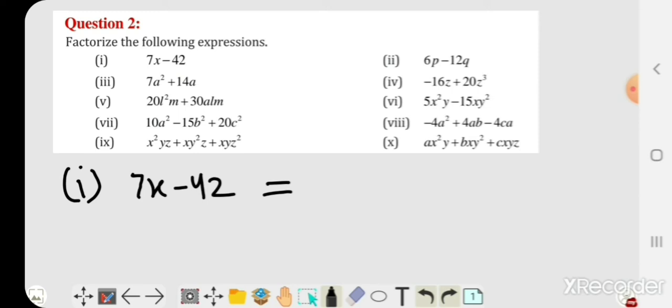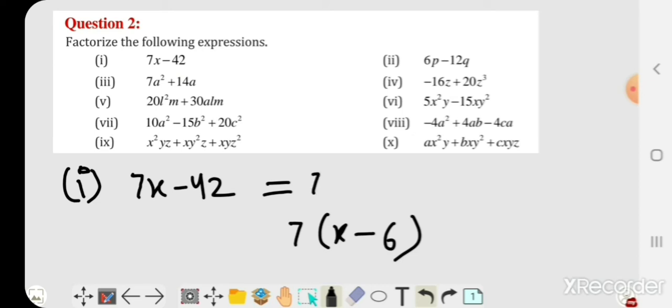So what is common in both of these? If you have good knowledge of factors, you can directly say 7 is common in these two, and here x remains, here 6 remains, because 7 6s are 42. You can directly write this, and this is the factor, because we have written 7x minus 42 in terms of multiplication of 7 and x minus 6. But if you can't do it directly, you can use a simple method.